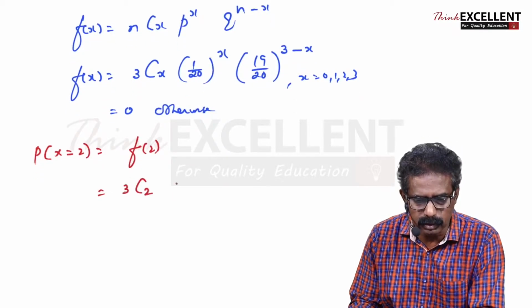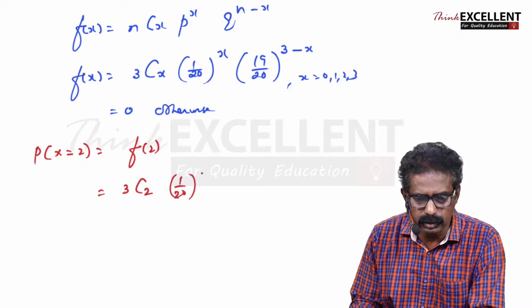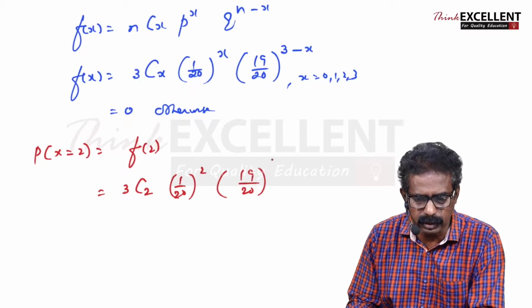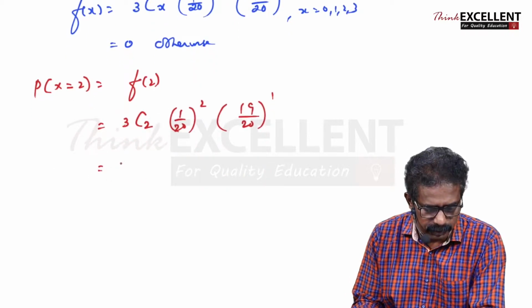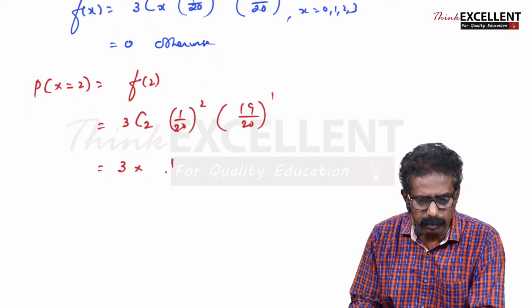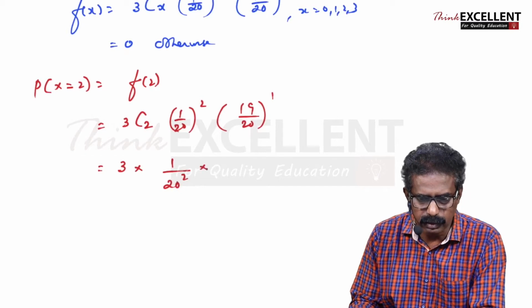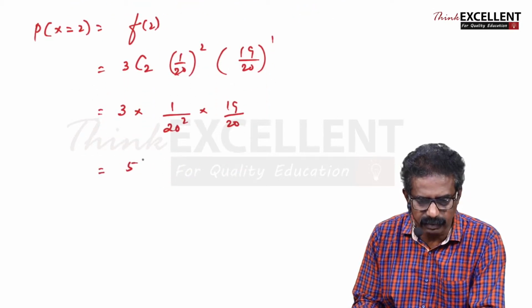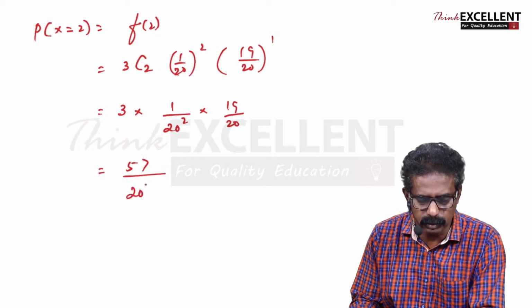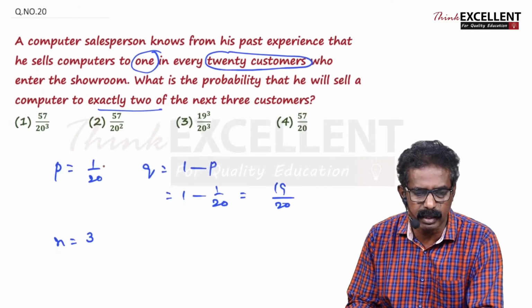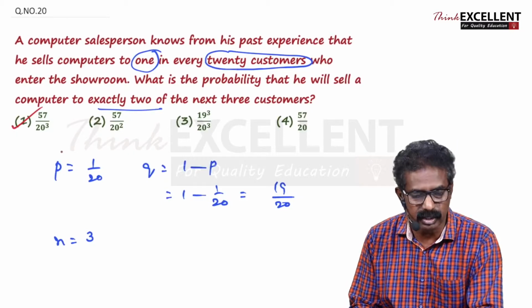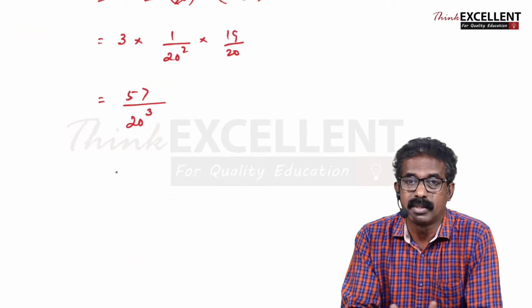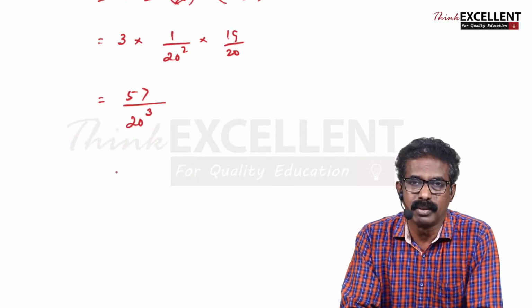So 3C2, (1 by 20)^2, (19 by 20)^(3 minus 2), it is 1. So 3C2 means it is 3, into (1 by 20) square into 19 by 20. So 3 into 19 is 57, and 20 square into 20 is 20 cube. 57 by 20 cube. So the first option is the correct one. So that's all the objective questions. We'll continue in the next video.